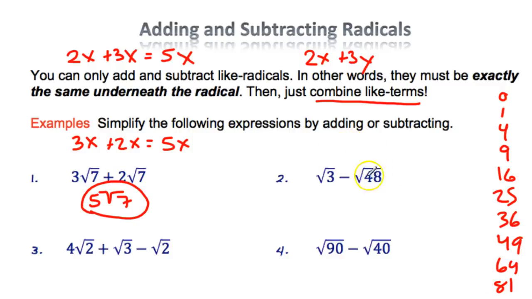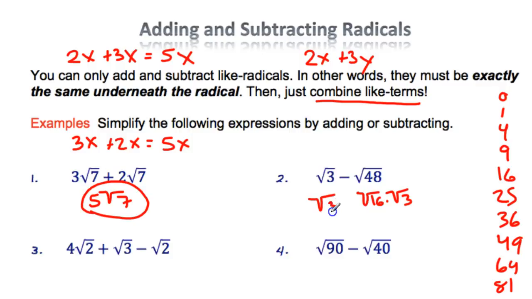So what do we do? All right, 48, that's between 36 and 49. So I start going down. Can 36 be divided into 48? No. What about 25? No. What about 16? Ding, ding, ding, ding. Yes, it can. So this can be rewritten as, instead of square root 48, square root 16 times, well, 16 times 3 is 48, so radical 3.